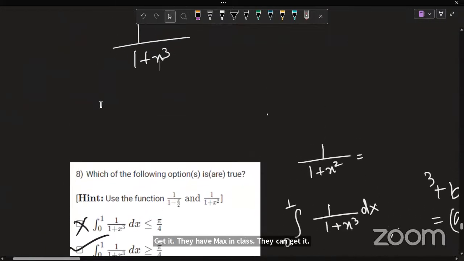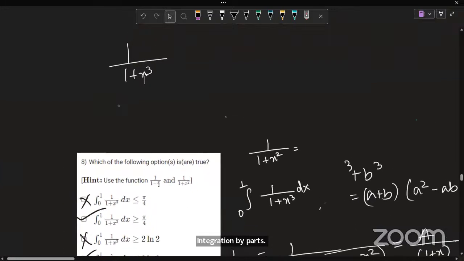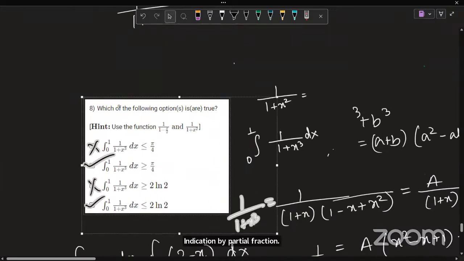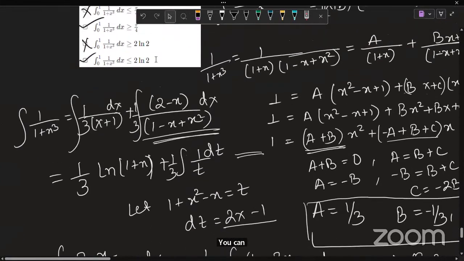In integration, we have different methods: integration by parts, integration by partial fraction, substitution, and one more. That I remember. One more is there. I couldn't tell you now.